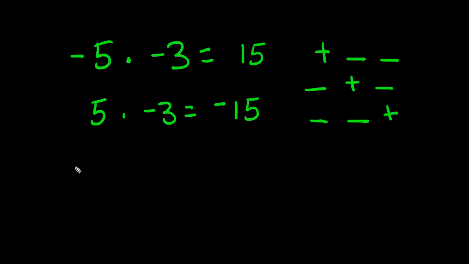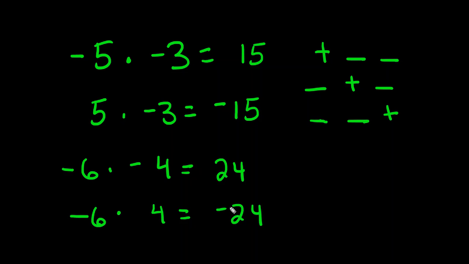So if I had, let's say, a -6 times a -4, I have a negative times a negative, my answer is going to be positive. 6 times 4 is 24. Let's do this: I have a -6 times a positive 4. I now have a -24 because I have a negative and a positive.